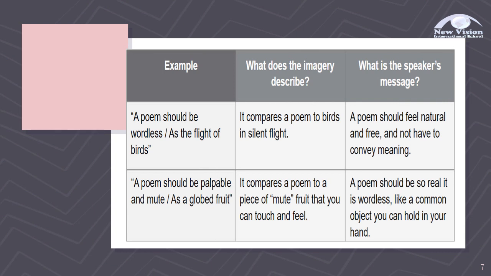Now, in the poem written by Archibald MacLeish, Ars Poetica, he uses imagery in the form of a series of similes to describe what he believes is the function of a poem. What are similes? These are comparisons between two things or two objects using like or as. Now, let's take these examples from the poem. A poem should be wordless as the flight of birds.